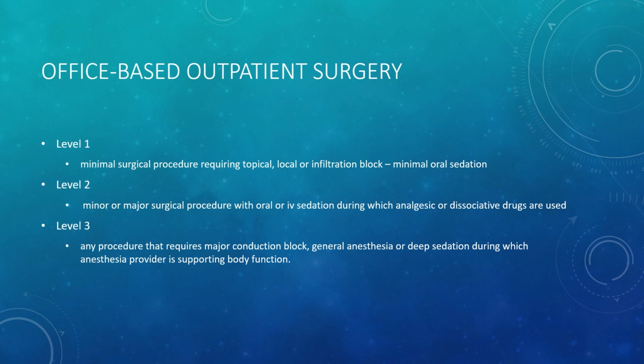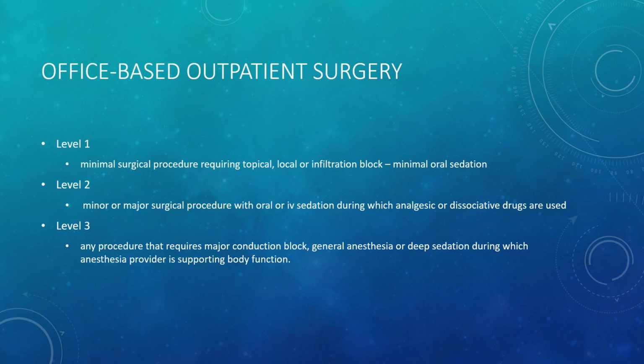Office-based outpatient surgery is an important subset of ambulatory procedures. In the ballpark of 8 to 10 million surgical procedures are done now in an office-based setting per year here in the US. There is no standard classification system for office-based surgery. Many states divide them into three categories based on the anesthetic technique.